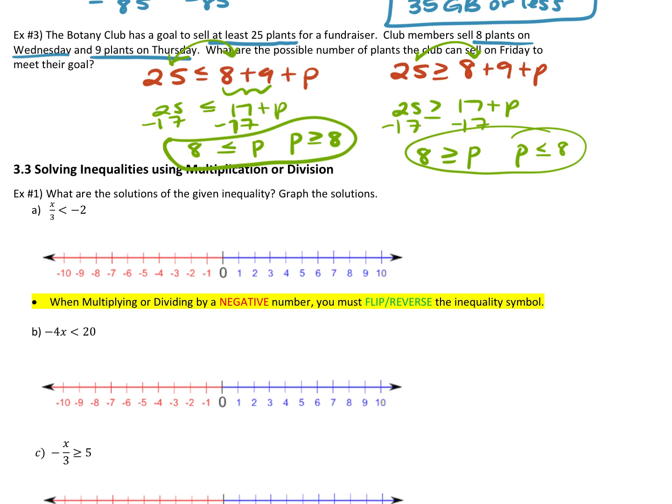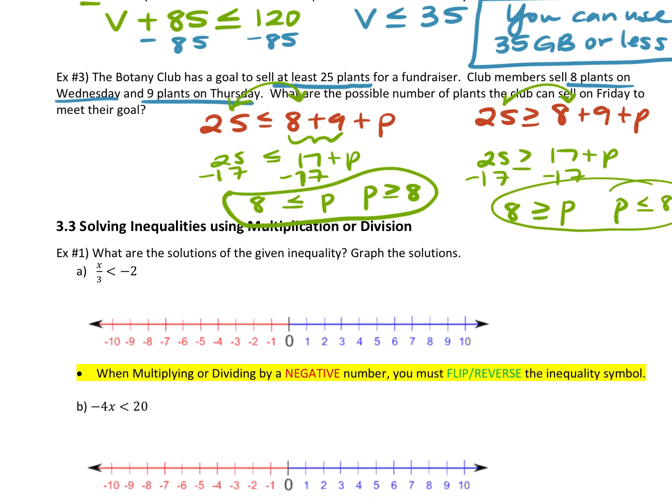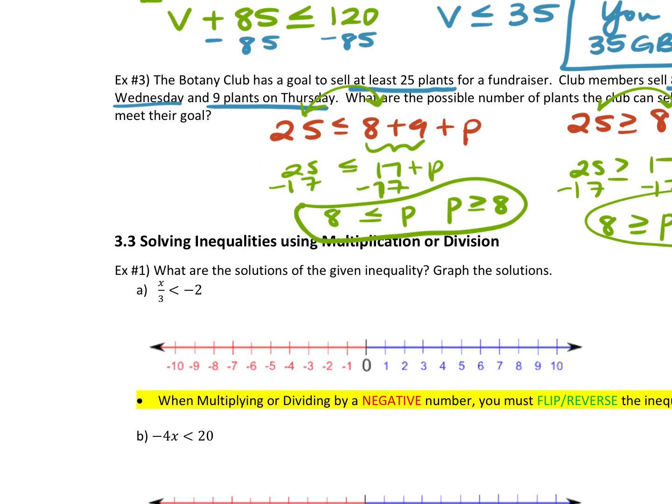They could sell 8 plants. Yeah, we're gonna make it. Okay. You could sell 8 plants or more, right? So these are super tricky, you guys, because I think when people see at least, they get confused with what that means. At least means you need this or more, right?